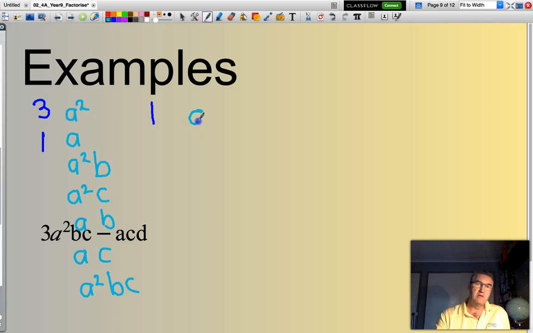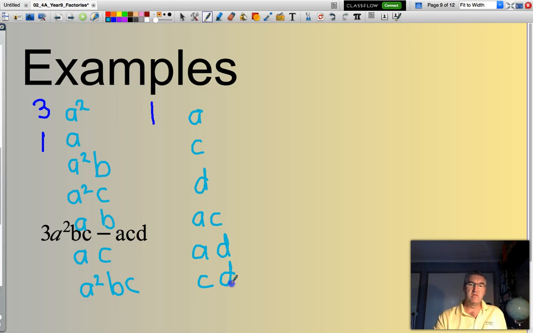a, c, d, also AC, AD, just listing all the different combinations, CD, and the last one, A, C, D. So what is common to both of these? We've certainly got A, which is common.